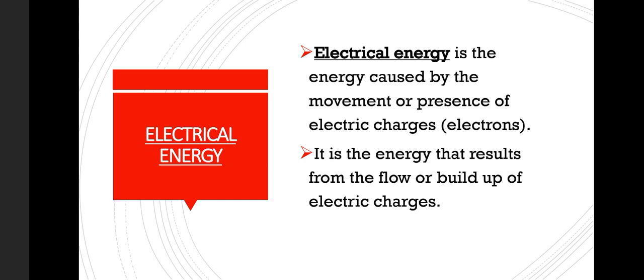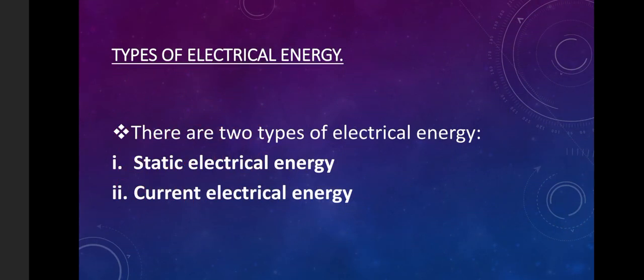So the first type of energy that we are going to handle at grade 7 level is this type of energy that we are calling electrical energy. Electrical energy is normally defined as the energy that is caused by movement or presence of electric charges. Normally, electrical energy has been grouped into 2 categories. There is a category that we call static electrical energy, and there is a second category that we are calling current electrical energy.